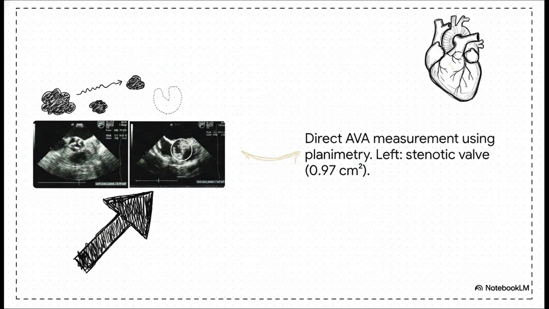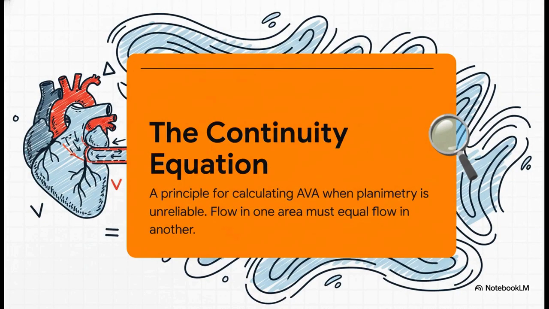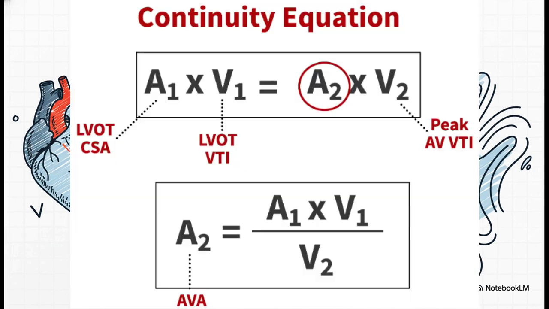Now, while this method is super intuitive, there's a catch. Its accuracy can be really hampered by heavy calcification, which can create shadows that make it tough to see the true edge of the opening. So because planimetry can be tricky, our real gold standard for calculating the aortic valve area is the continuity equation.